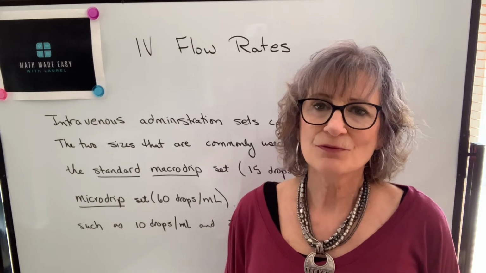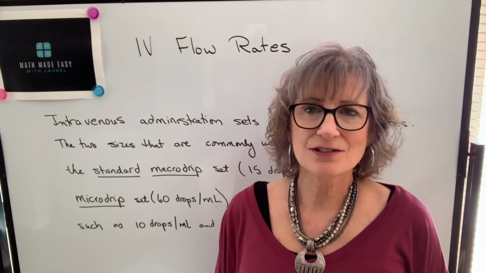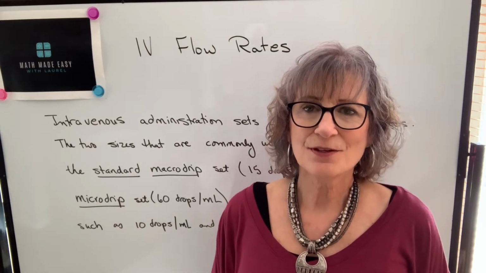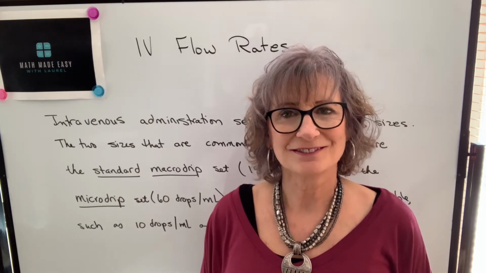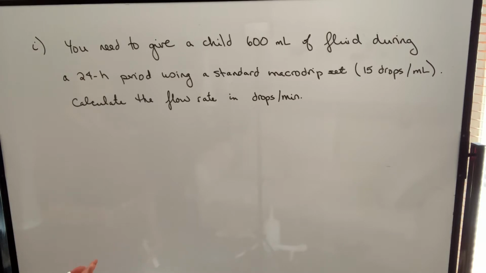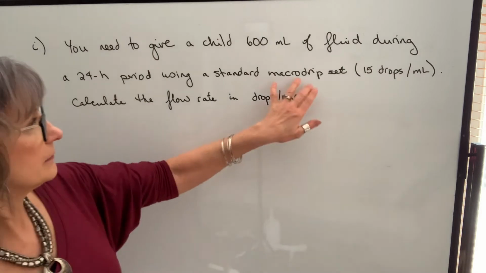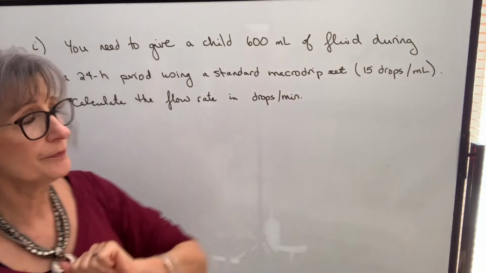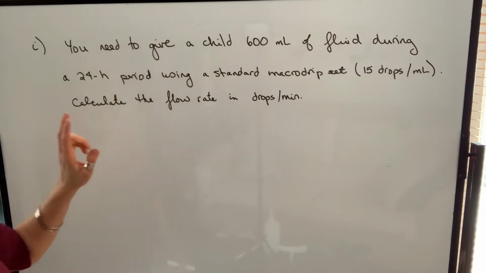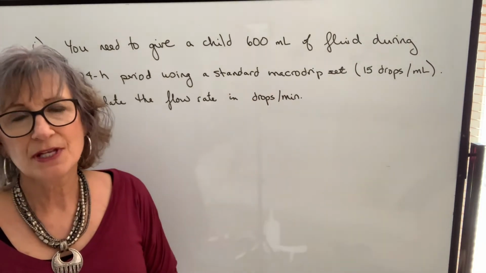There's a number of different types of calculations that you may be asked to do with IV flow rates. So I think the best way to approach this is just look at a variety of examples. A very typical question would be like this one. It says you need to give a child 600 milliliters of fluid during a 24-hour period using a standard macro drip set. Again, standard is 15 drops per milliliter. And you're asked to calculate the flow rate in drops per minute.